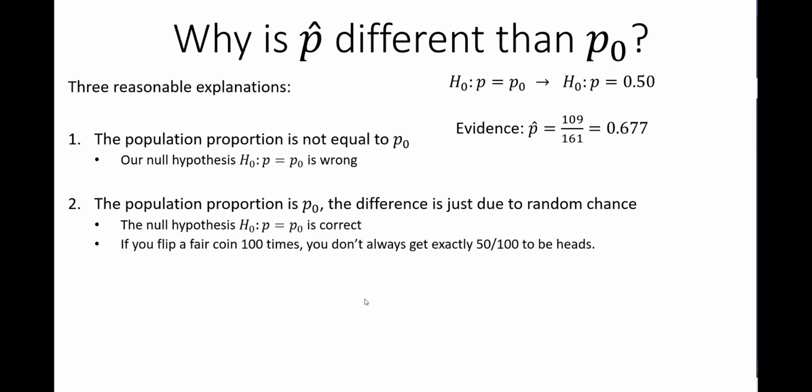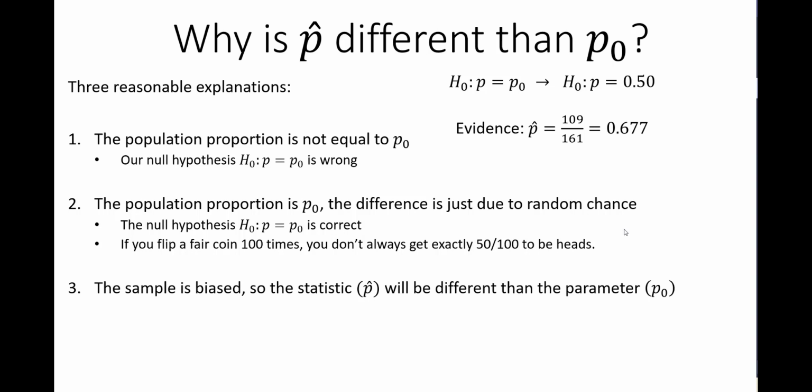And the idea, if you think about it in a little more simpler sense, is if you flip a fair coin 100 times, fair means you have 50% chance of heads, 50% chance of tails. It doesn't necessarily mean that you'll always get 50 out of 100 of your flips to end up on heads. Since we're taking things randomly, there's always this random influence behind it, and you don't always get exactly what you expect. So one explanation is that the null hypothesis is true, and our sample proportion just doesn't line up with it due to random chance, this taking a random sample part.